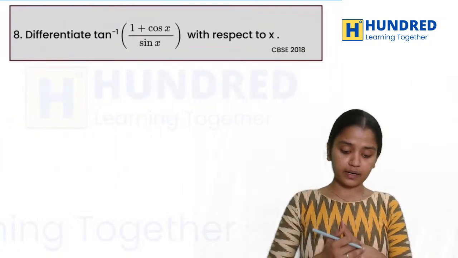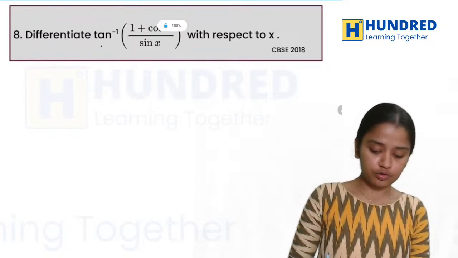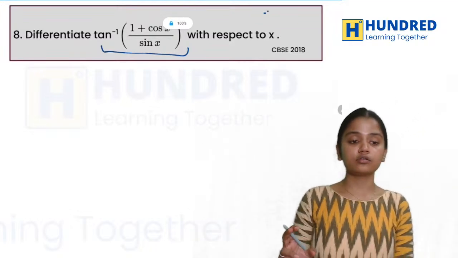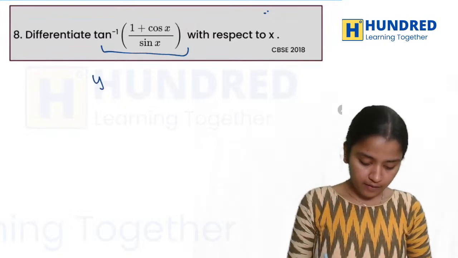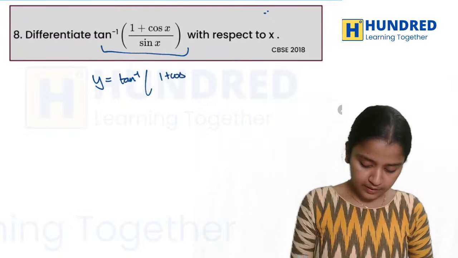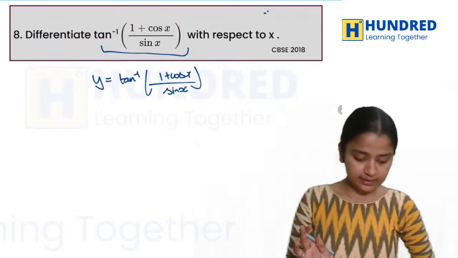Look at the next one, they are asking to differentiate tan inverse x with respect to x. So what will it be? y is equal to tan inverse of (1 plus cos x) by sin x. It will be like this.